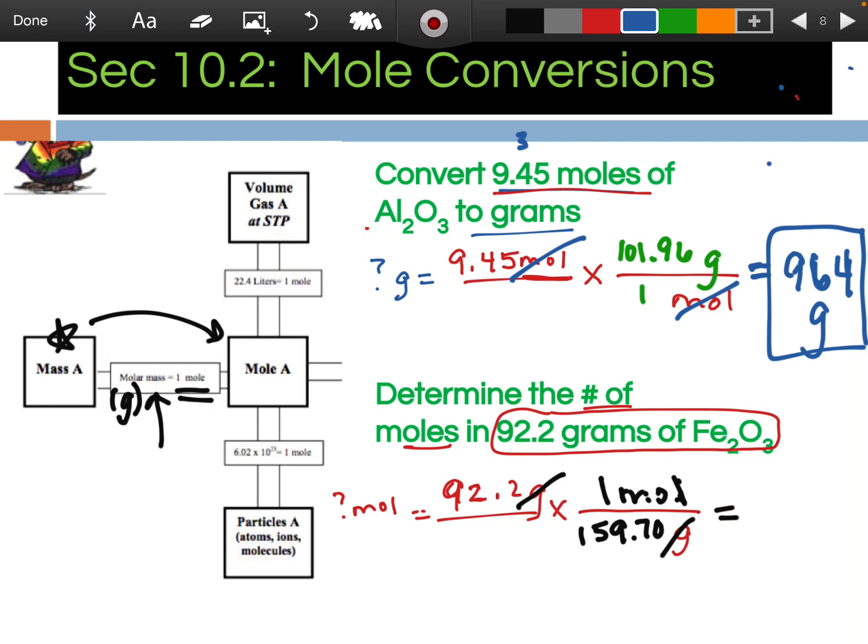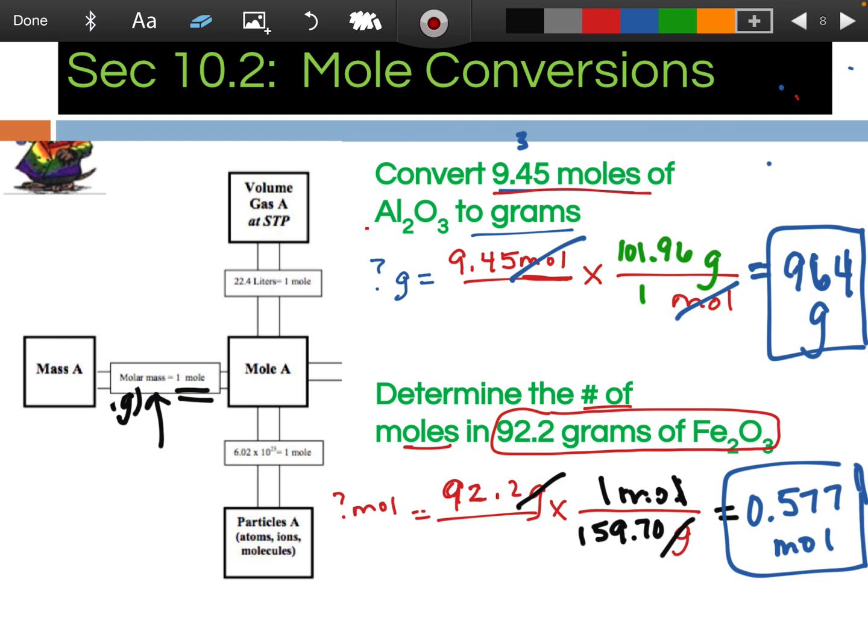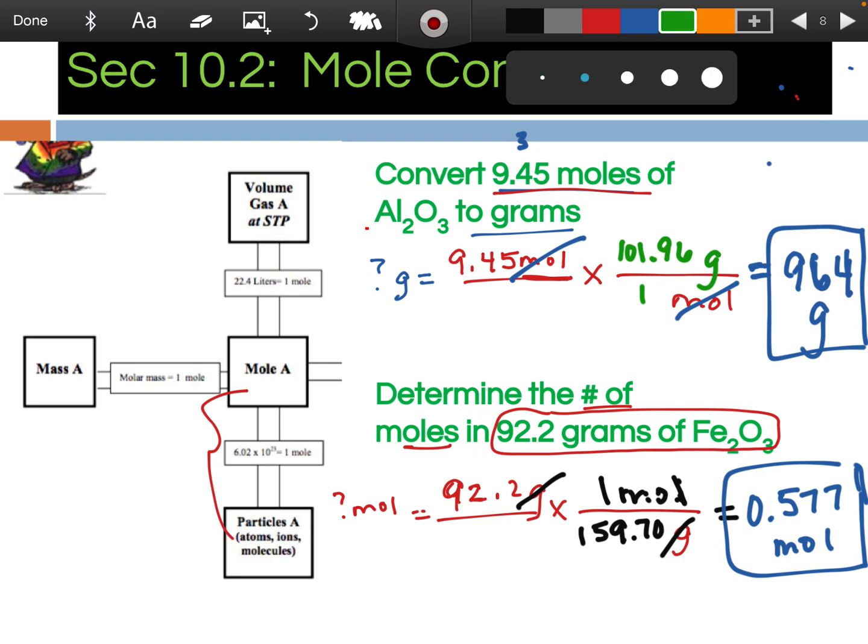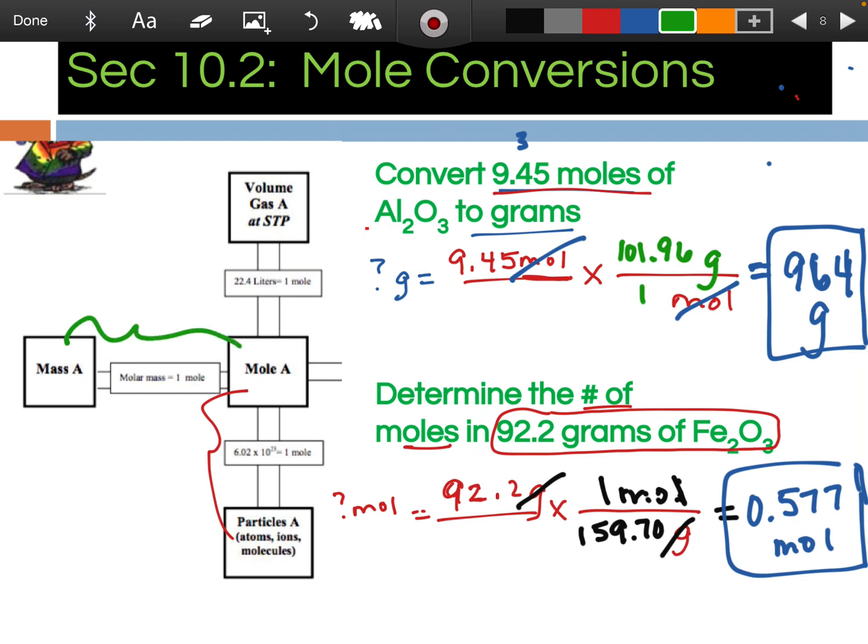So the least number of sig figs in the problem is 3. By the way, you don't count the 1 mole. That doesn't count for sig figs. You only use the measurements. So you use the grams and the molar mass. So with 3 sig figs, my answer would be 0.577 moles. So same process that you used from yesterday, except for now you're using a different conversion factor in the second step. So when you are converting from moles to atoms or particles, you use 6.02 times 10 to the 23rd. When you're converting between moles to grams, you use the molar mass.